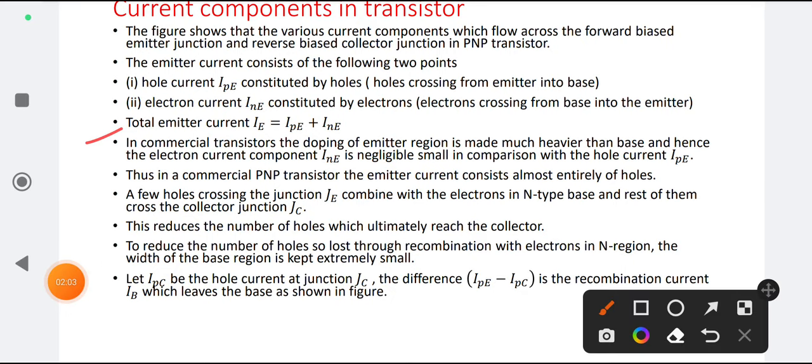Now the total emitter current can be written as this one. So one current is this current entering into the base, and this current is coming to the emitter from the base.